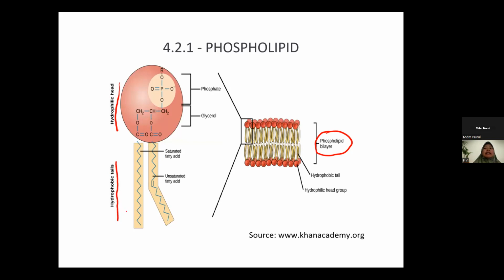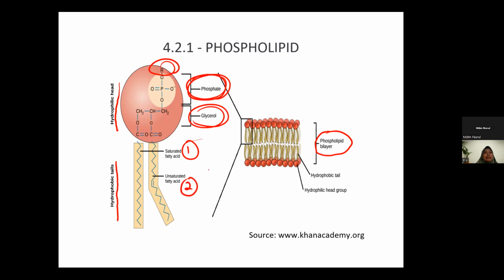Gambar ni ada ke? Ada. Okay. Right. So the hydrophilic head comprises of glycerol, right? And it comprises of phosphate group and maybe additional attachment, right? Okay. Right. And then the hydrophobic tail comprises of two fatty acid chains. You can see one over here is saturated and the other over here is unsaturated fatty acid.